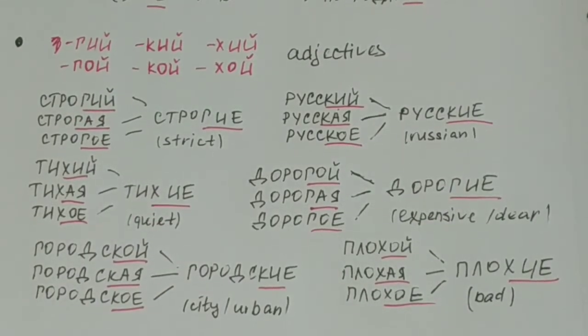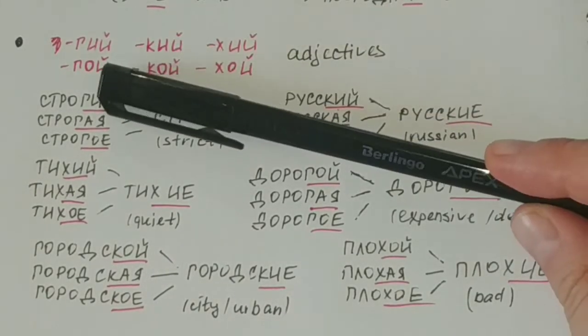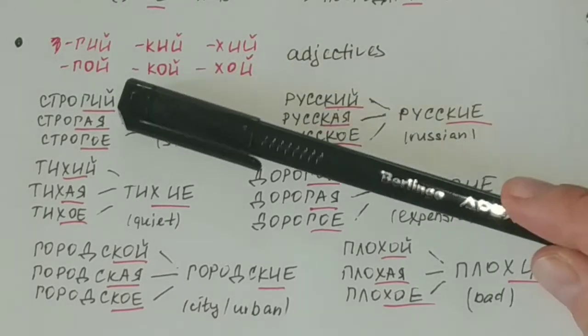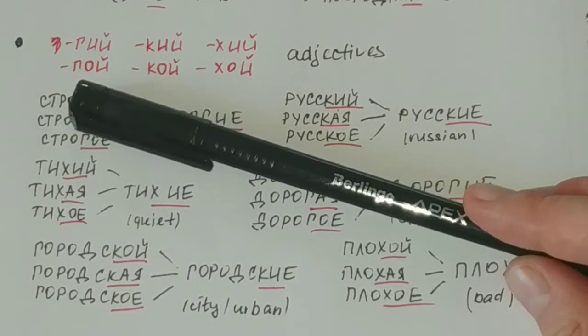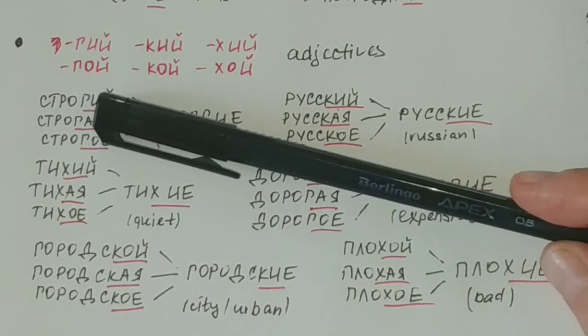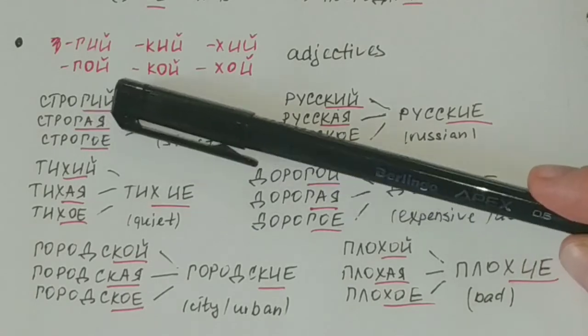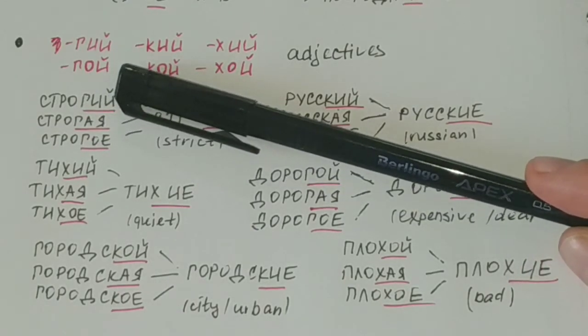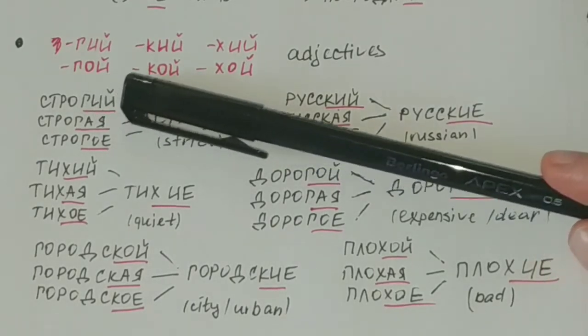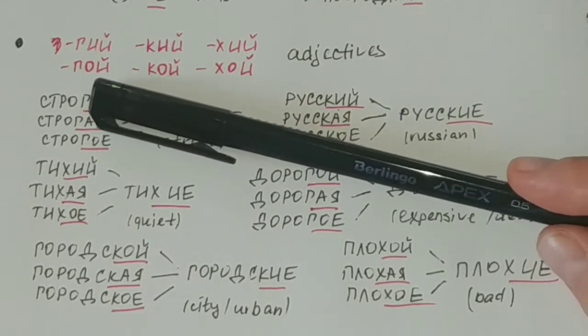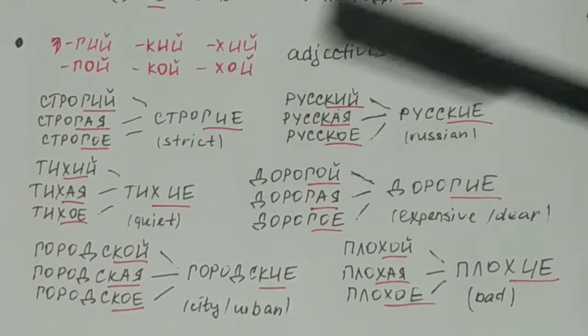So another big subgroup of adjectives that form their plural versions by adding the ending ие are the adjectives that end in these endings: ги, ки, хи, гой, кой, хой. So all of these adjectives that in their masculine gender form end in these endings form their plural form by changing the last two letters into ие. And that rule of course applies to the feminine and neuter gender forms of these adjectives. So let us go over the examples.